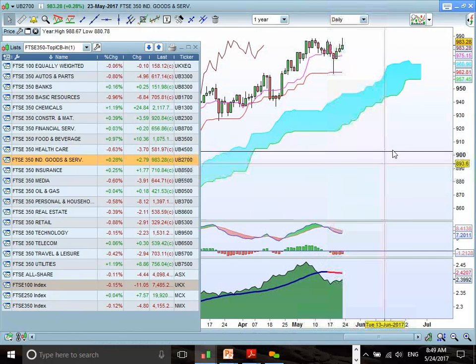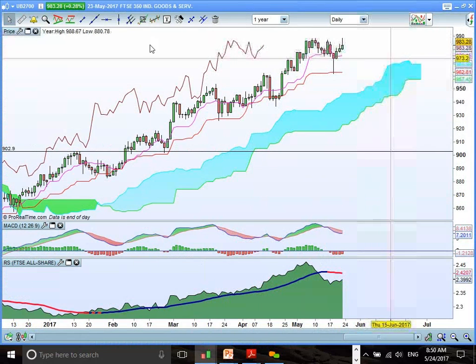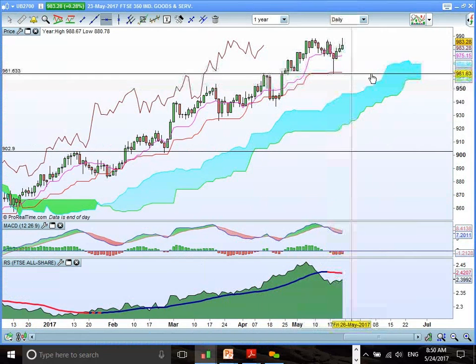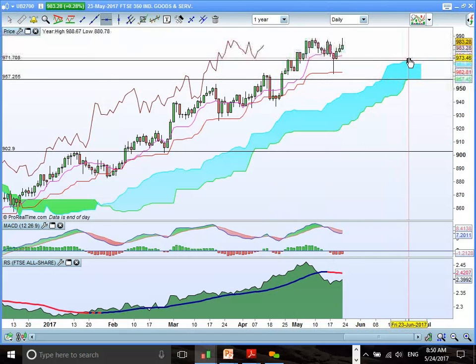Industrial goods and services, a little bit extended, but it's been a fantastic trade from the cloud cross here to the upside, steady uptrend, and we now have support at 957 and then at the top end of the cloud here at 973. So watch those levels, potential retest of support.